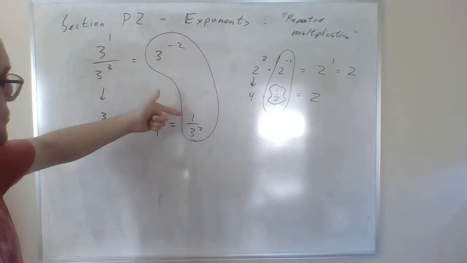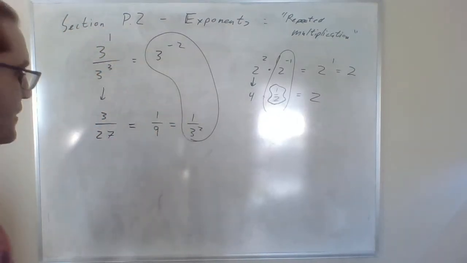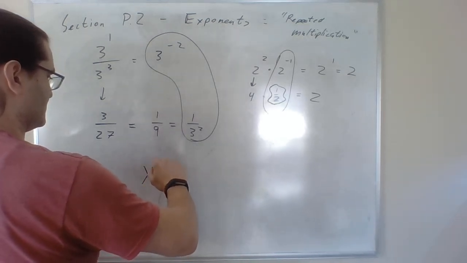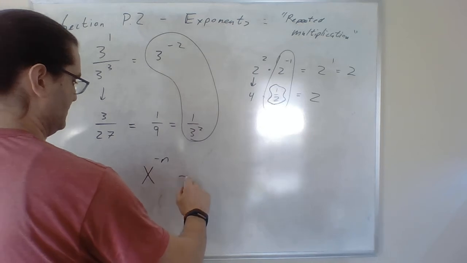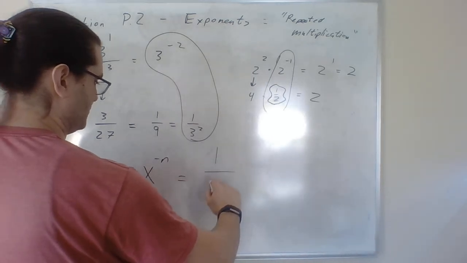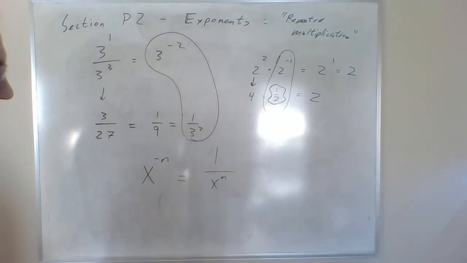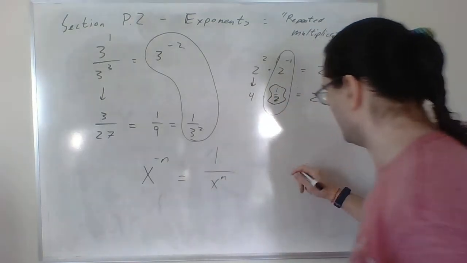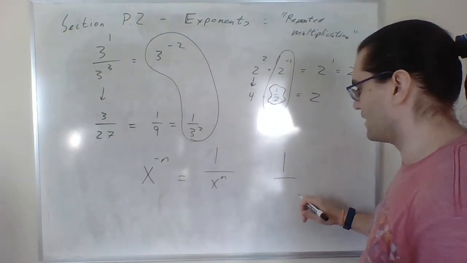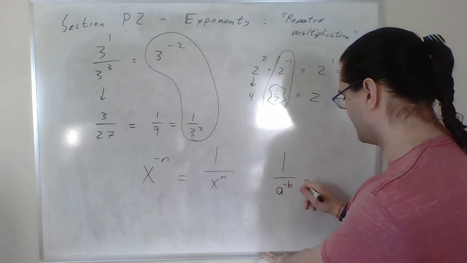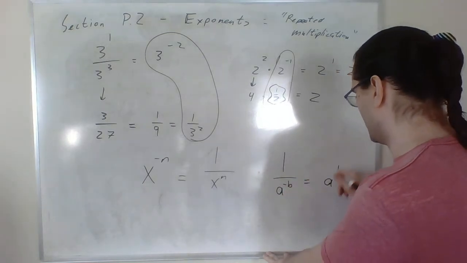3 to the -2 is 1 over 3 squared. Generally speaking, x to the -n is 1 over x to the n. Or if you have a negative that's already in the denominator, like 1 over a to the -b, that's the same as a to the positive b.